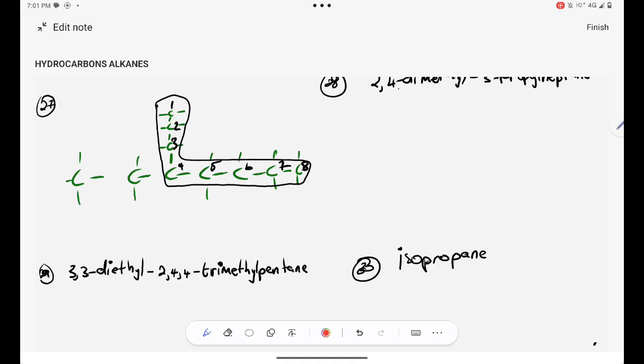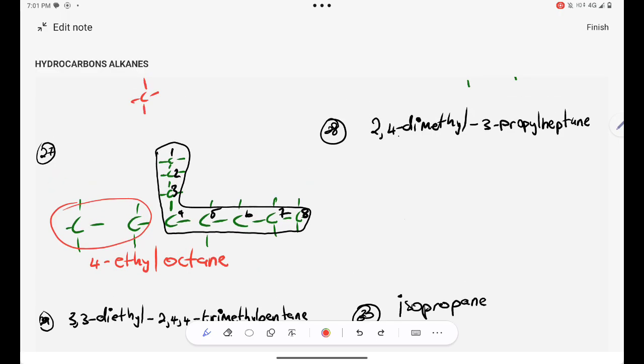Excuse me about that. I know that at carbon number 4, I have an ethyl. And then since the parent chain has 8 carbons, the IUPAC name will simply be 4-ethyl octane. Oct. Remember that, guys. Oct is the prefix for 8 carbons on your parent chain, right? So that's 4-ethyl octane.